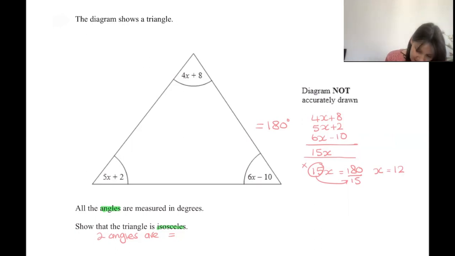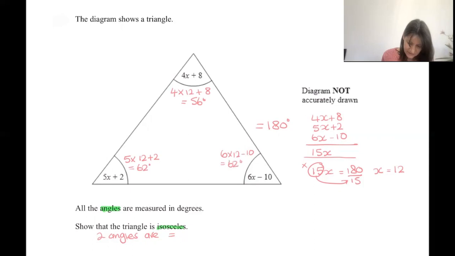So 4x plus 8, well, that means 4 times whatever x is, 12, plus 8, that is equal to 56 degrees. This is 5 times whatever x is, which is 12, plus 2, and this gives me a total of 62 degrees. Over here, I've got 6 times 12, take 10. That gives me an answer of 62 degrees. So I can see that this angle and this angle are equal. I have shown that they are angles within an isosceles triangle.